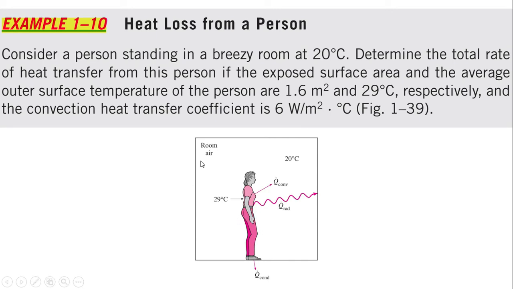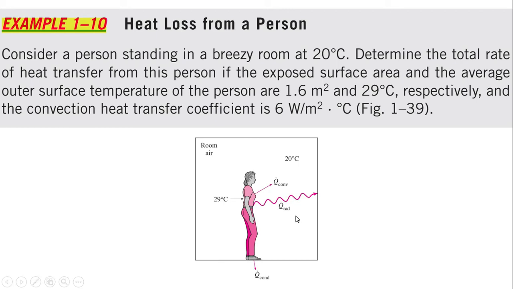So this is a person standing inside a room, and the room temperature is 20 degrees centigrade and the person's temperature is 29 degrees centigrade, and the heat is basically transferred from the higher temperature to the lower temperature. So there might be two phenomena of heat transfer. The first is by the convection process, and we are given the convective heat transfer coefficient, and the second is by the radiation process. So the heat transfer by these two phenomena is going to take place in this room. We have to determine the total rate of heat transfer, including by the convection process and the radiation process.